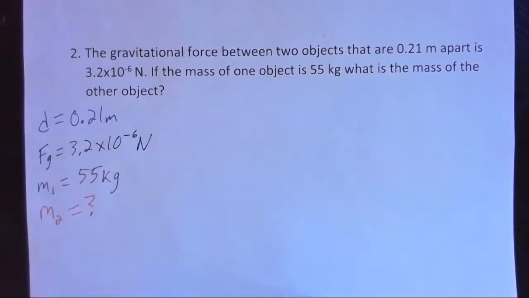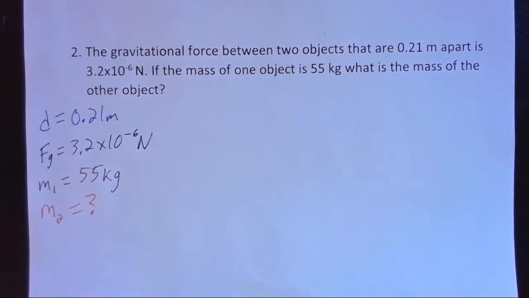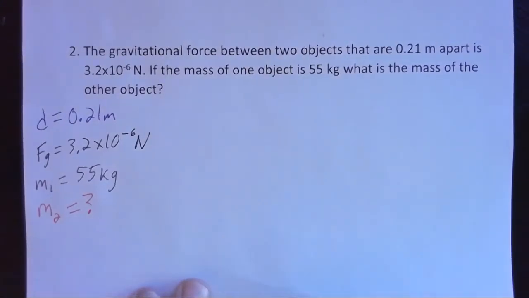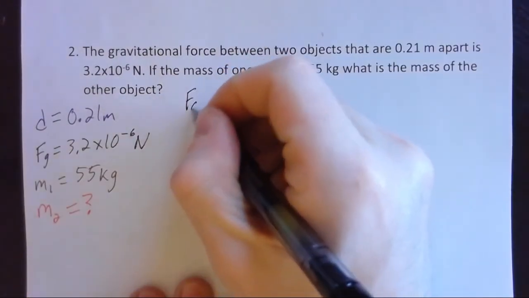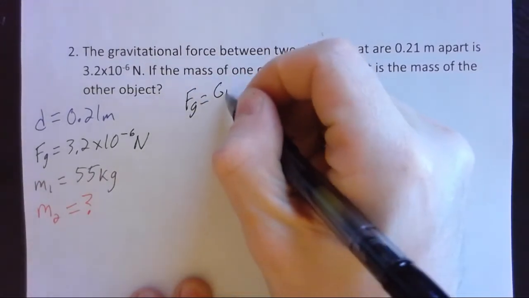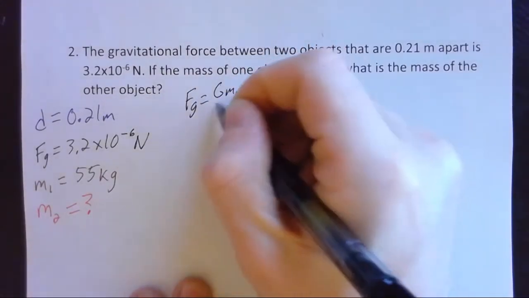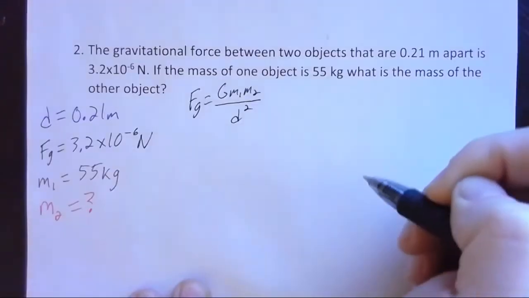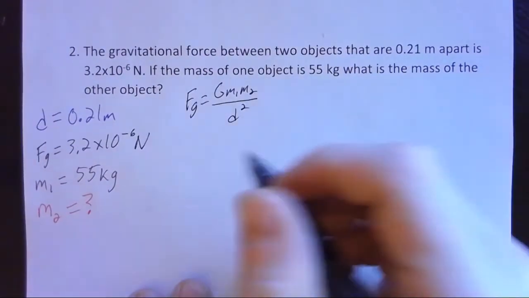Now that we've identified our knowns and unknowns, we must determine which equation we need to use to solve for our unknown value. We know that the force of gravity is equal to the gravitational constant multiplied by the mass of the first object times the mass of the second object divided by distance squared.